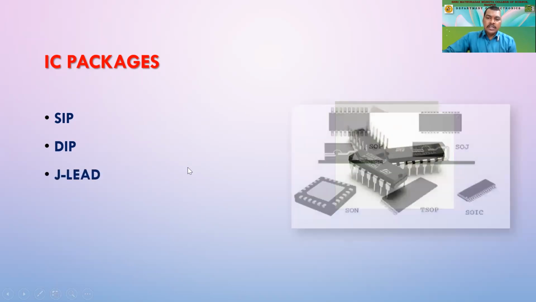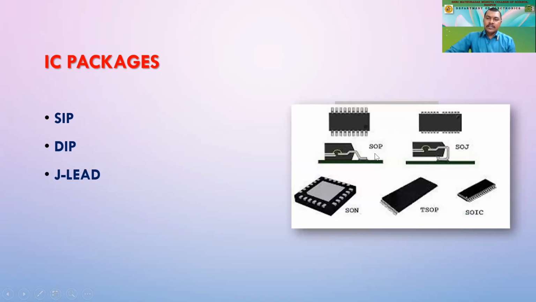J-lead, again, the J-lead is like this. It has J-type pins which are coming out of it, like this or like this, SOJ and SOP. And they are there to solder. For soldering we have this type of structure, and the IC should be placed on top of the PCB, the printed circuit board.